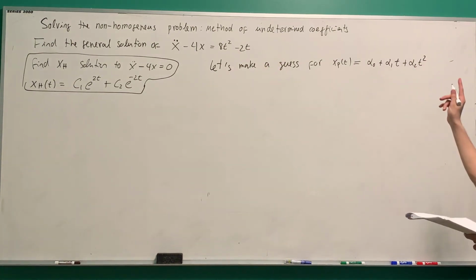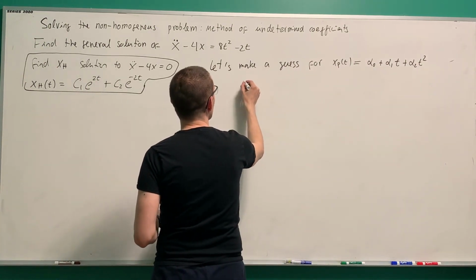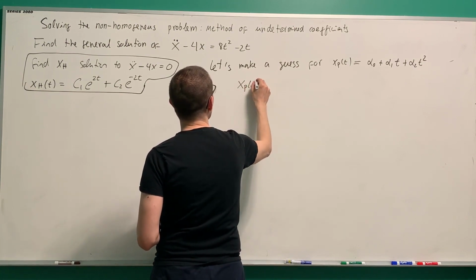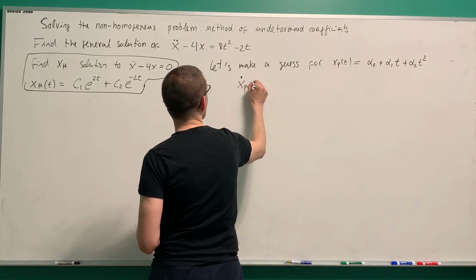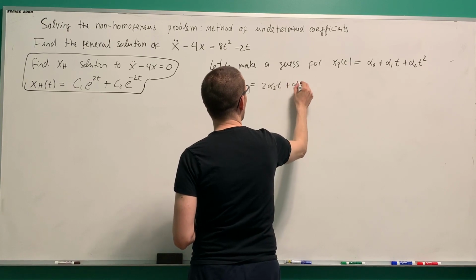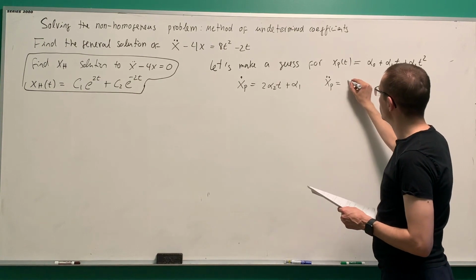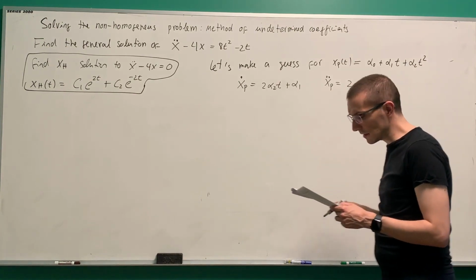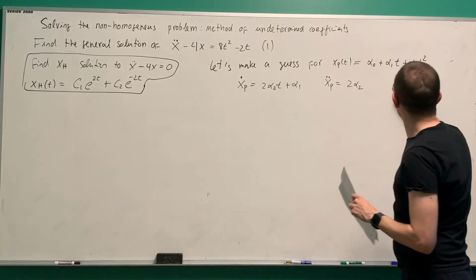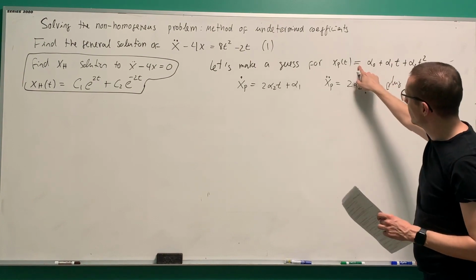All right, so now what we do is we plug the guess into the equation. To do that, the first thing we do is compute the derivatives. So if xp is that, then xp dot is 2 alpha 2 t plus alpha 1, and xp double dot, the derivative again, is just 2 alpha 2. All right, we plug it into one, plug this and that.